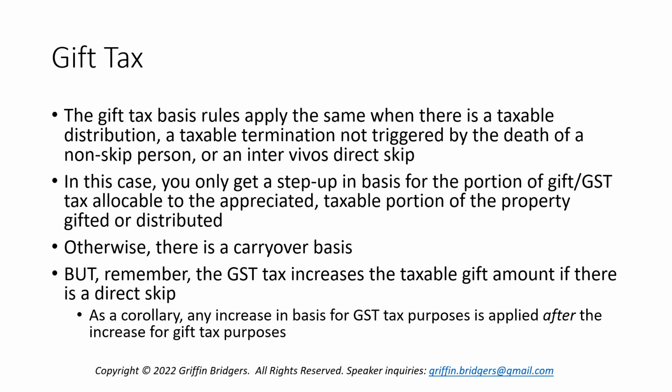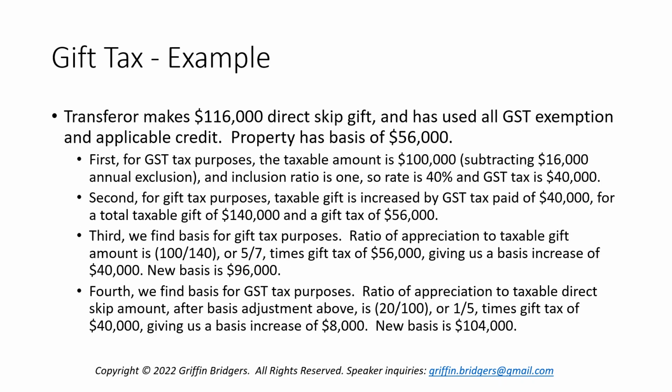There's some limitations around that. For example, if the fair market value for GST tax purposes is lower than the basis, then there are some special rules that deal with whether and how you can transfer that loss to a skip person. We won't get into those today because I'm going to assume you know those. But one thing you do need to remember is that if you have GST tax paid out of pocket, that is going to increase the taxable gift amount if there's a direct skip. So what this means is that if you have an increase in basis for GST tax paid out of pocket, we're going to apply that after the increase in basis for gift tax paid out of pocket when we look at these ordering rules. So here's a quick example.